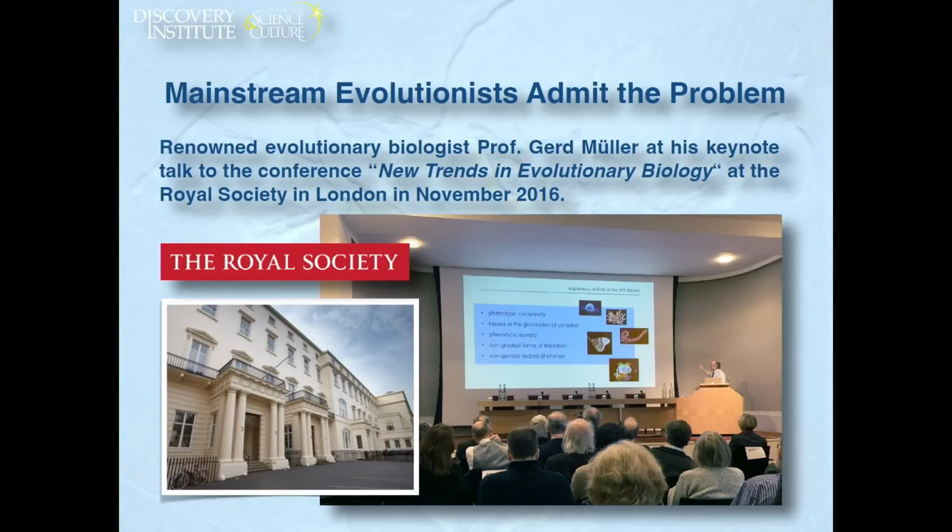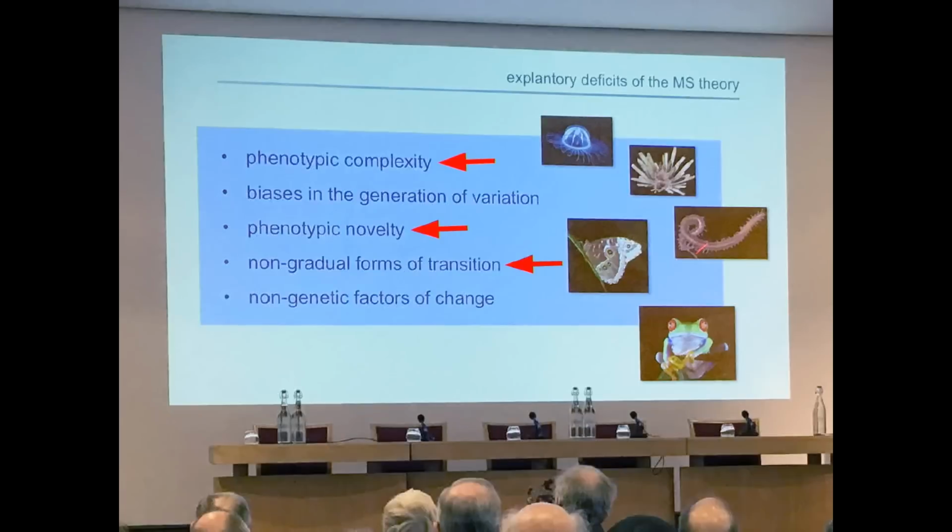I was attending a conference here in 2016, the famous Royal Society conference, New Trends in Evolutionary Biology, and there the keynote speaker was an Austrian theoretical evolutionary biologist, Gerd Müller, and in his talk he had a very revealing slide, which you may or may not have heard of before, where he showed 5 explanatory deficits of Darwinian theory. The explanatory deficits mean what the theory cannot explain, and the slide is titled Explanatory Deficits of the MS Theory. MS stands for modern synthesis, which is just a synonym for neo-Darwinism.